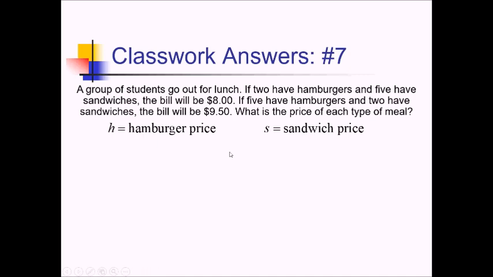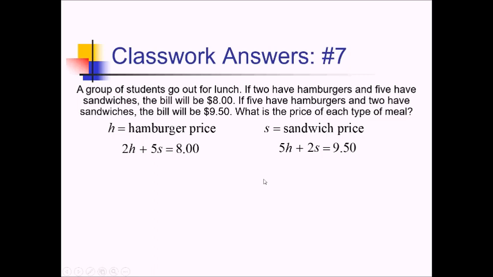Okay, so we can set up 2 equations based on these 2 hypothetical situations. If 2 have hamburgers and 5 have sandwiches, the bill is $8. So we can say that the value of the hamburgers, 2 times H, 2 times the price of a hamburger, and the value of the 5 sandwiches, 5 times S, if we add those together, that should add up to $8 total. We can also set up an equation using our second situation here. 5 hamburgers, 5H, plus 2 sandwiches, 2S, should give us a bill of $9.50, which I'll write as 9.5. At this point, we just have to solve this system using substitution or elimination.